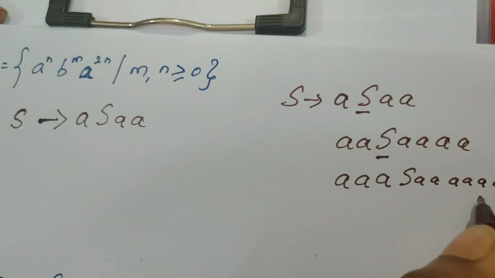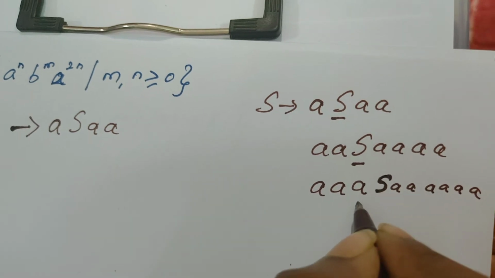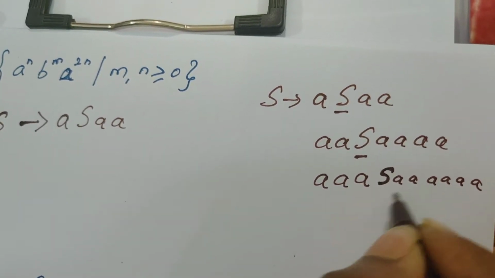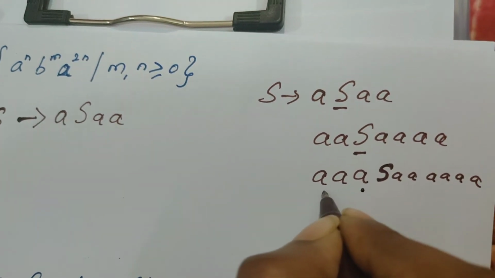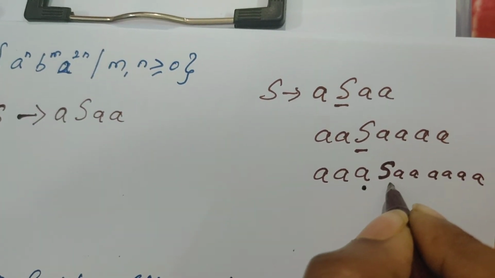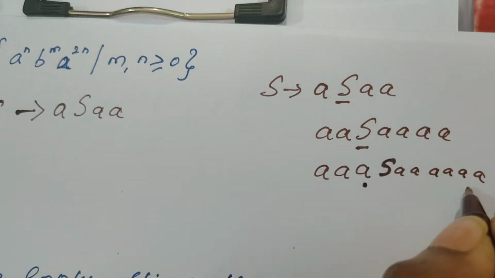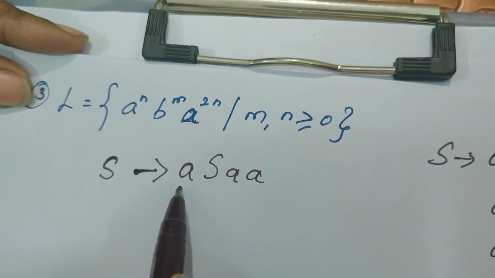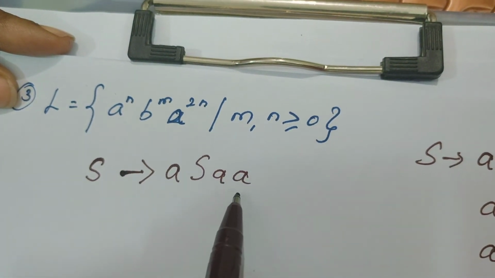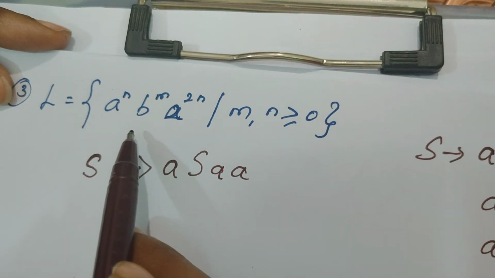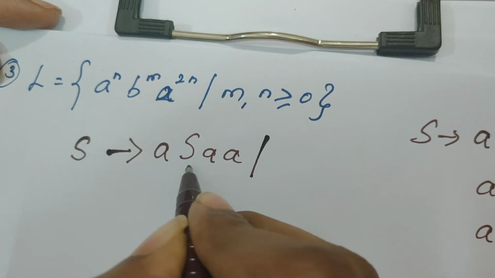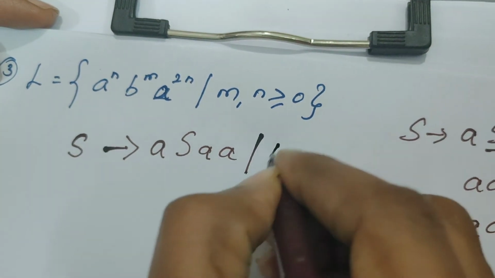So what is happening here? Before this S, if I introduce one a, after the S two a's are produced. So here we have n number of a's. Right after S, we have 2n number of a's. So this pattern produces a power n and a power 2n. So between a power n and a power 2n, we should produce m number of b's. So what do we do? At one point, we are replacing this S by a variable A.